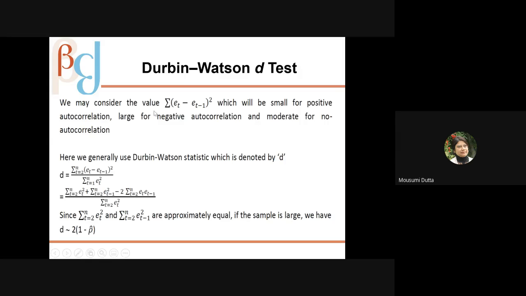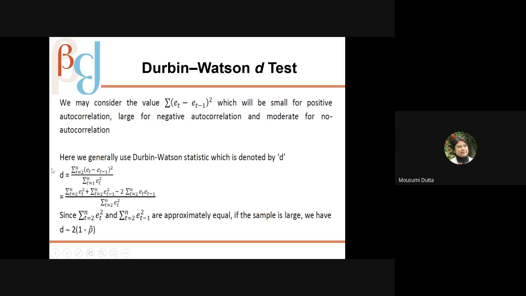Now, is this line clear to all of you? Summation (e_t minus e_{t-1}) whole square will be small for positive autocorrelation. Consider the whole square format. It is e_t square plus e_{t-1} square minus 2 summation e_t e_{t-1}. Just write down the whole square.